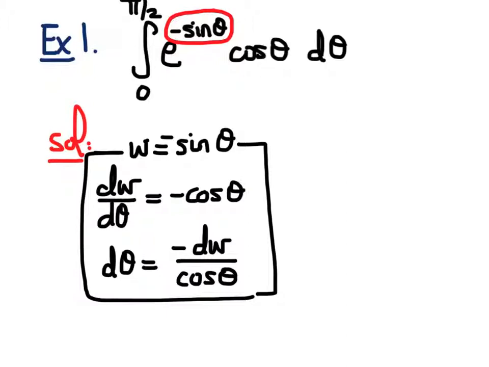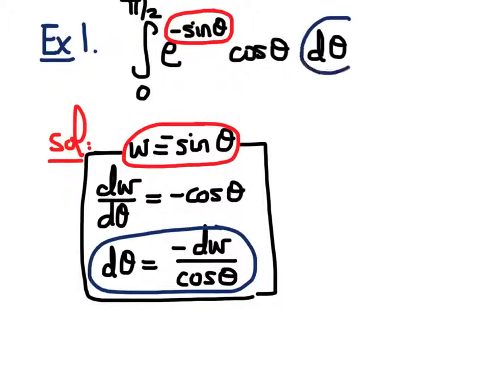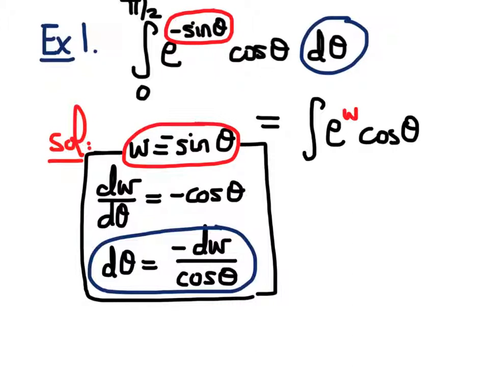And so we can go right ahead and make our substitution for w and our substitution for d theta up in the original integral. Now, when we do this, we are working with a definite integral, but as soon as we change to w, so we have e to the w times cosine theta times negative dw over cosine theta. As soon as we do this, the bounds for our definite integral are going to change.